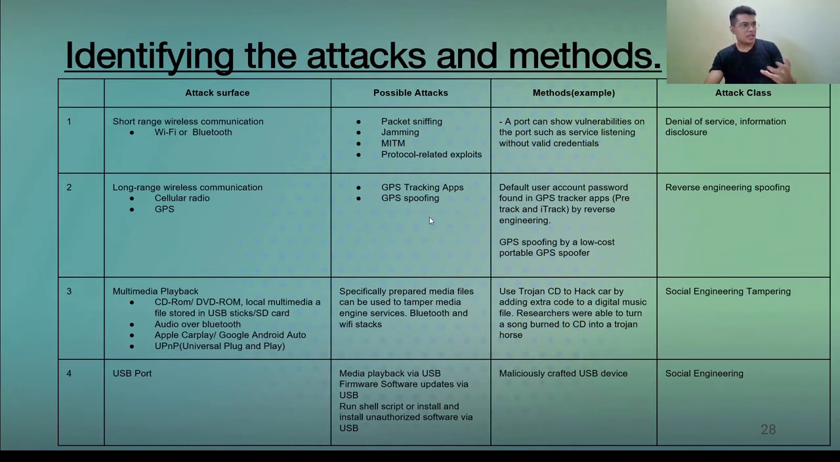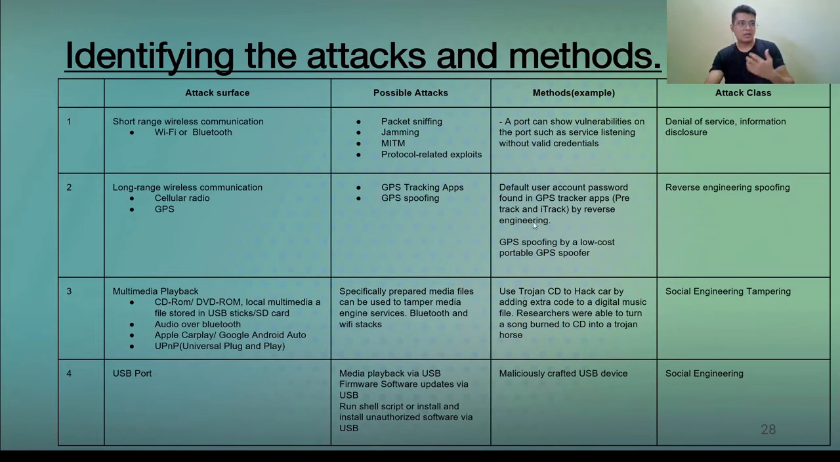Especially if you talk about the possible attacks, specially prepared media files can be used to tamper with the media engine services, and Bluetooth and Wi-Fi attacks. You have a USB stick which could be used to reflash your system again. In this Jeep Cherokee attack, by default this USB was used to reflash the ECU. It was the method used by the OEM, and the attackers were able to exploit it to reflash their software into the ECU. In this way, this particular attack surface could be compromised.